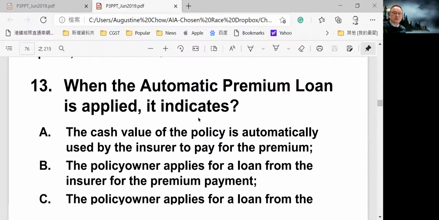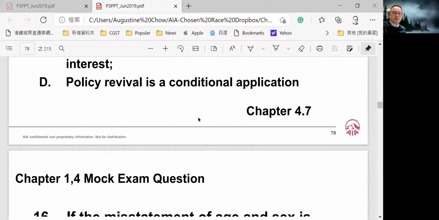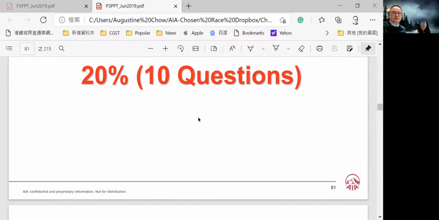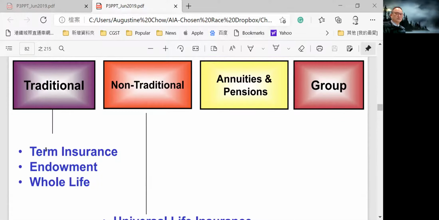Skip the terms, questions, we'll go to that later. Types of life insurance, easy job. Traditional term: what is term insurance? 10 years, 15, 20 years, a fixed period of time. Endowment, savings payable in the future. Whole life, pay until you die.